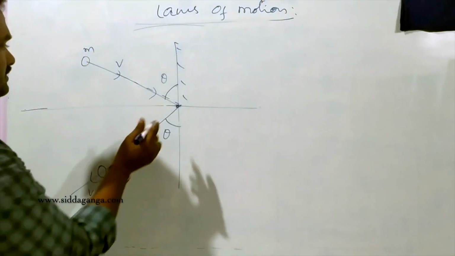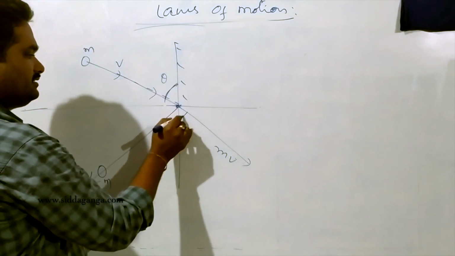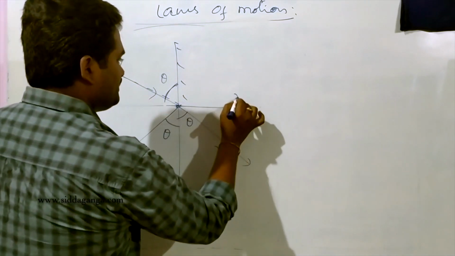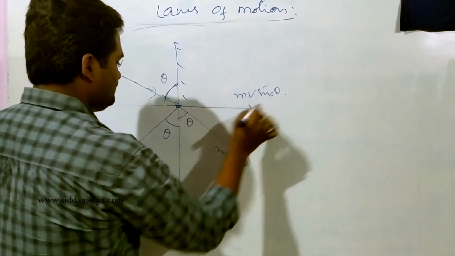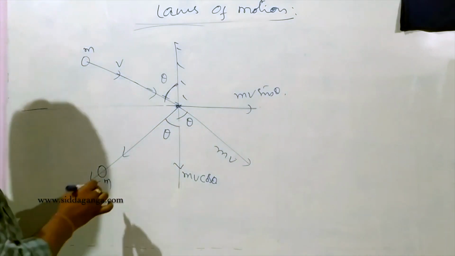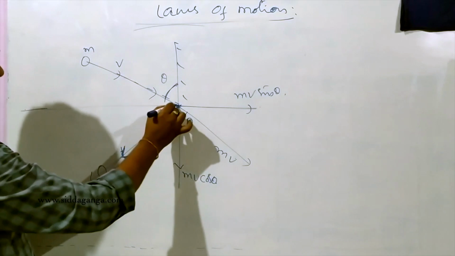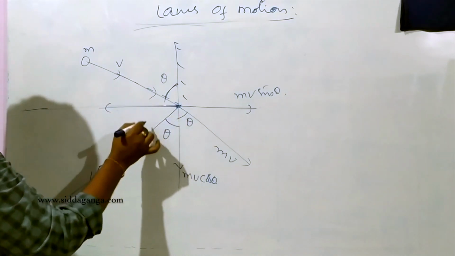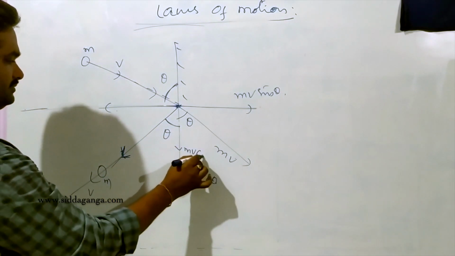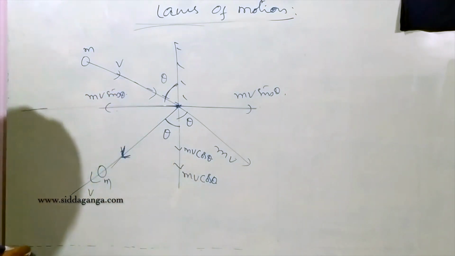So now see, this is the initial direction, right? The magnitude is mv, and if this angle is theta, this angle also will be equal to theta, right? And what is this component then? mv sin theta, and this component is mv cos theta. And once again for the final momentum, I am going to resolve this into 2 components once again. See, this is theta, so obviously this will be mv cos theta, and this is mv sin theta.